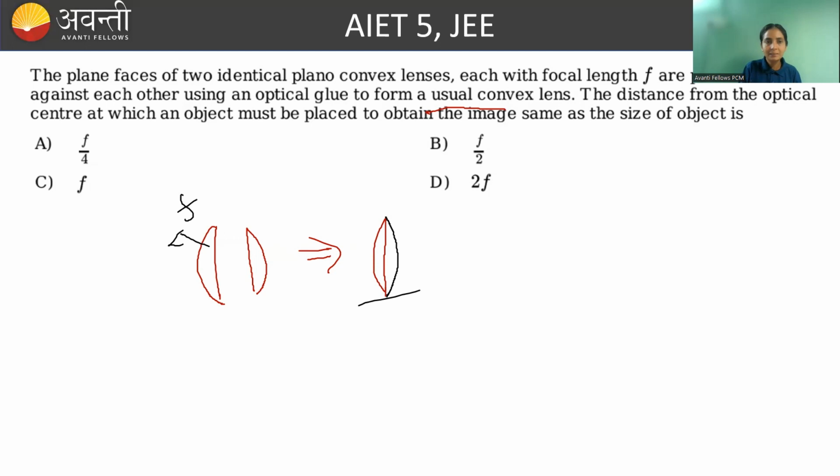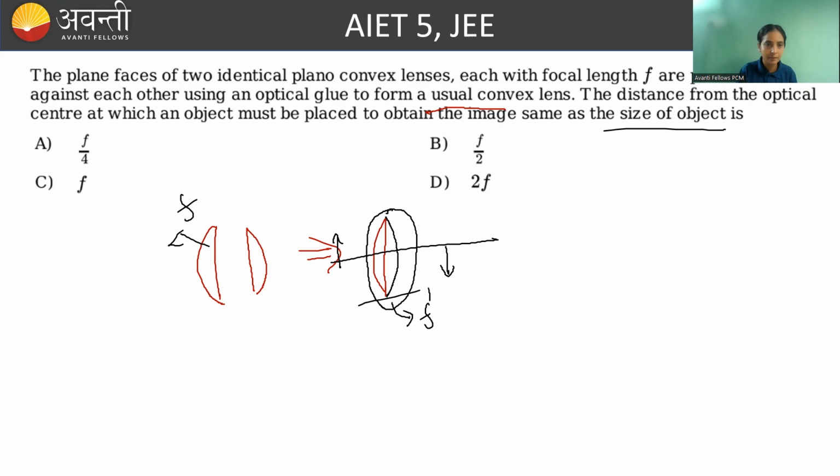Done. Now the distance from the optical center at which an object must be placed to obtain the image same as the size of object. So for this lens, it is said that where the object should be kept, so that we are getting image of the same size. And we know that it happens when object is kept at center of curvature. So if we know the focal length of this lens, we can calculate center of curvature. Suppose its focal length is f dash. So center of curvature means at a distance of radius of curvature, and that will be equal to 2f dash. So we will keep object at distance of 2f dash.